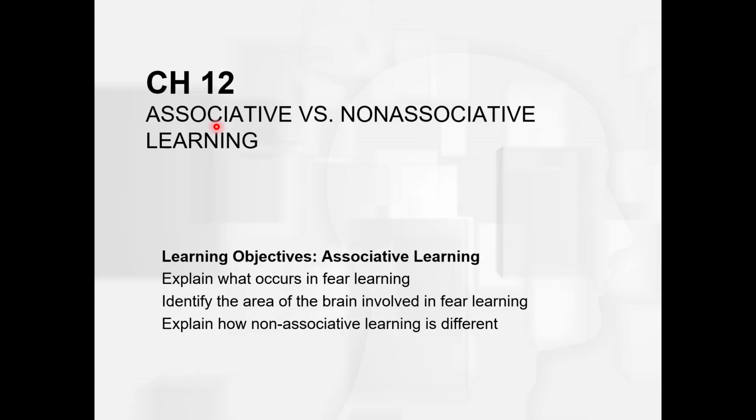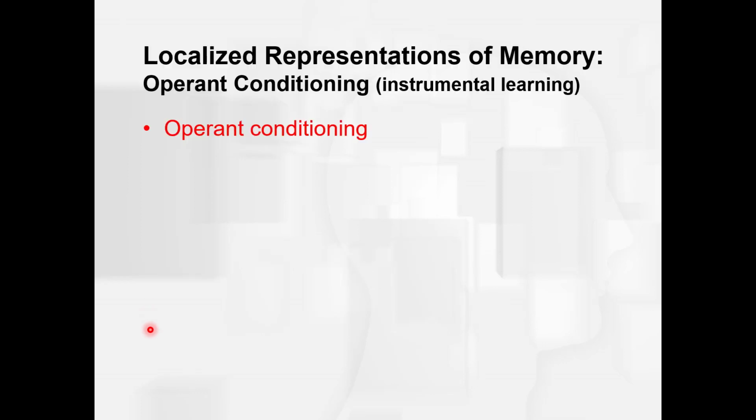This video will discuss another type of associative learning known as operant conditioning, and also differentiate associative learning from non-associative learning. So you should be able to explain what occurs in fear learning, identify the area of the brain involved in fear learning, and explain how non-associative learning is different.